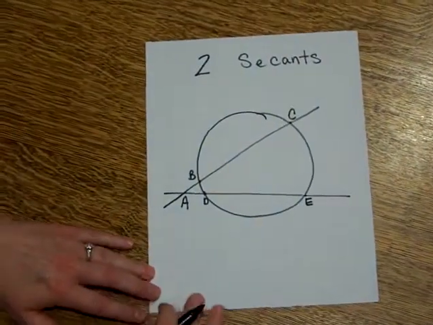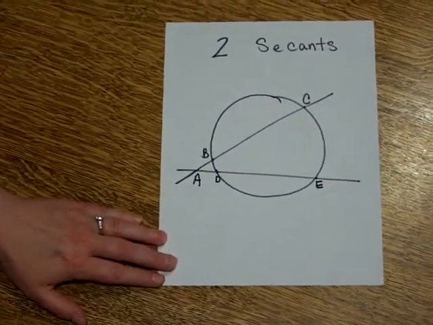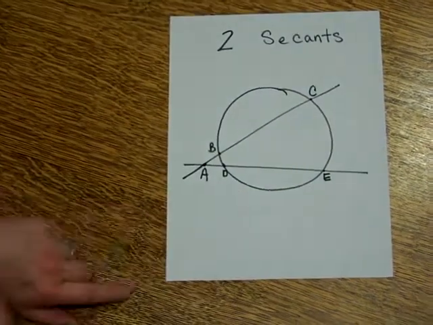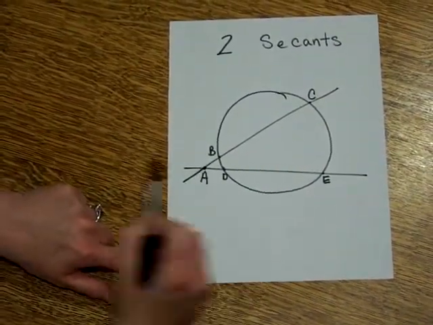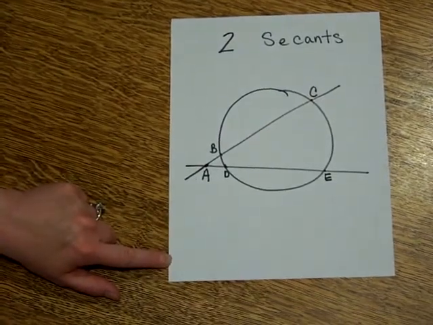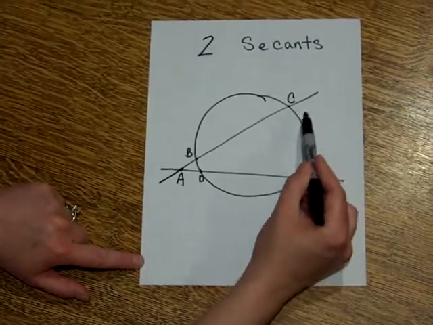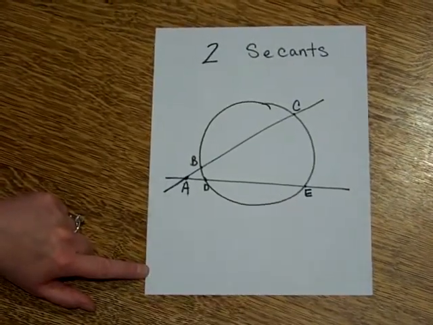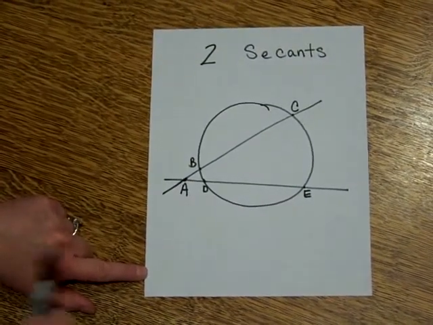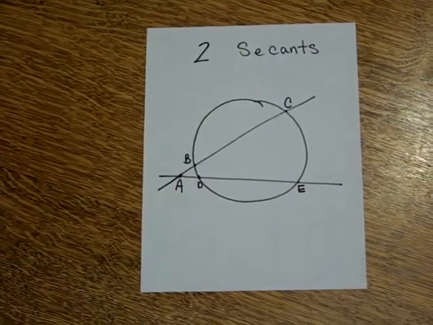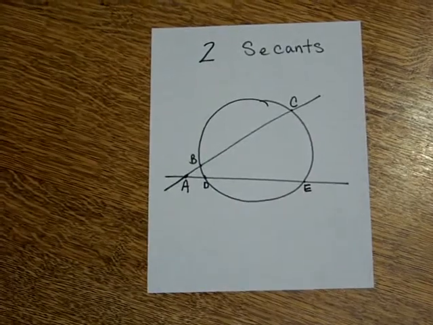Let's look first at two secants. We're talking about secants and tangents that intersect outside of the circle. They intersect at a common point here. Not just two random secants within a circle, but two secants that intersect at an external point outside of the circle. They're going to be the products of each other. Look closely at how we find these products.